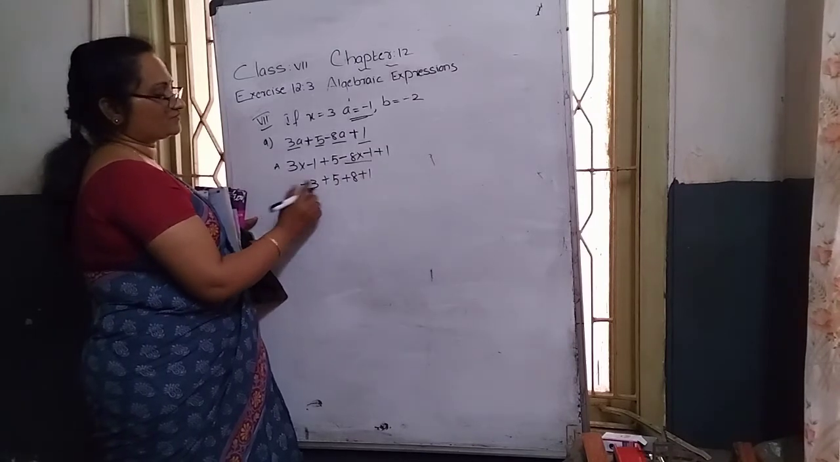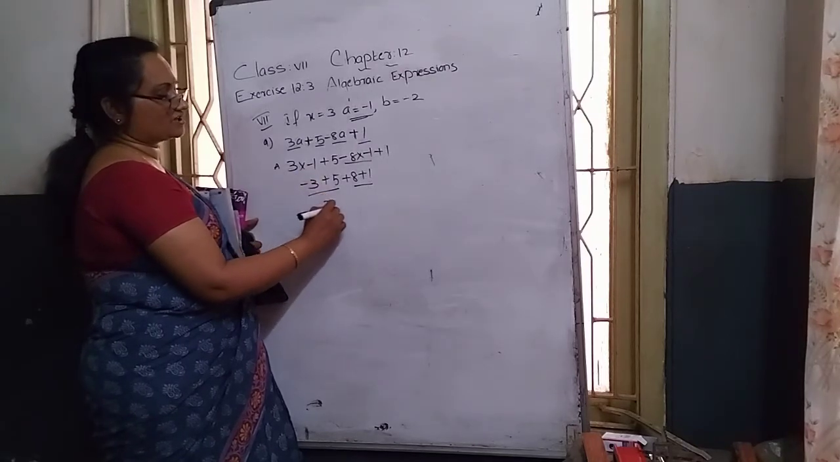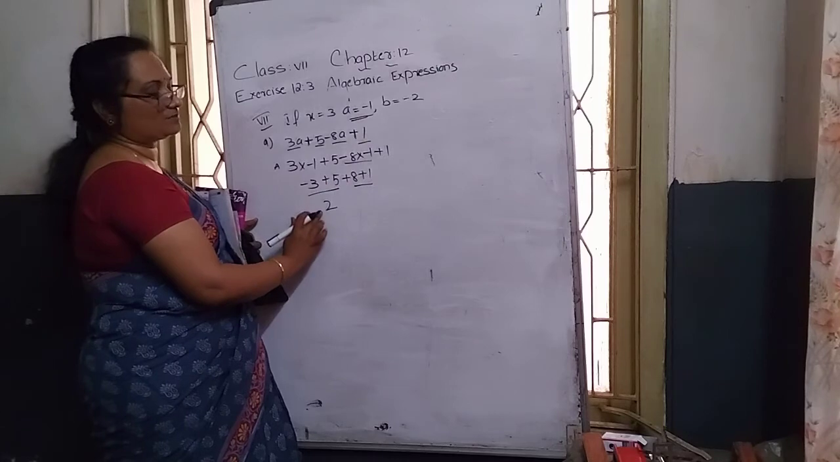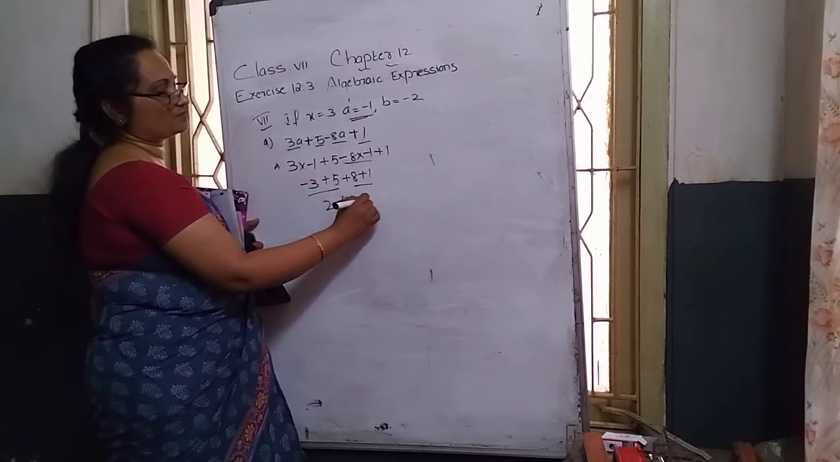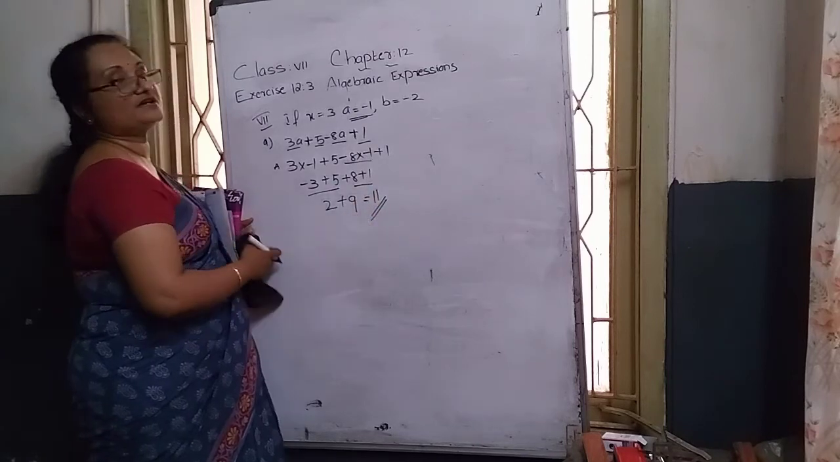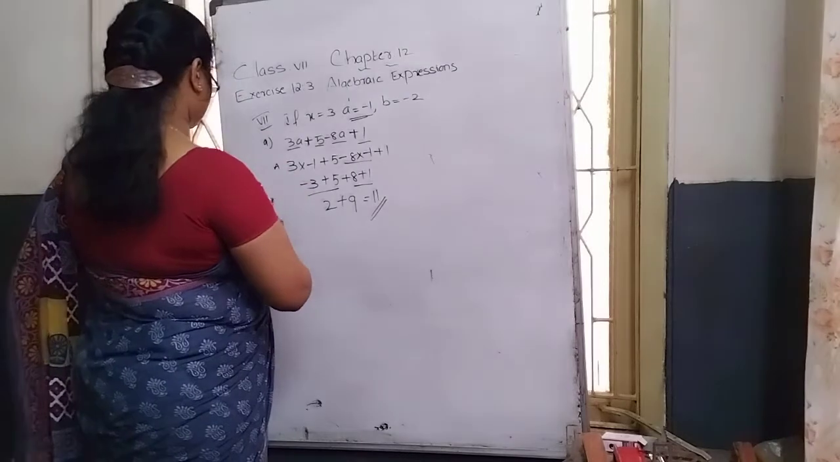Then calculation. This 2, last 2. 5 minus 3: bigger number minus smaller number, subtraction. Which is the bigger number? 5. So plus 2. Plus 8 plus 1 comes to be 9. 2 plus 9 comes to be how much? Adding, 11 is the answer. In the same way, such types of questions are there.